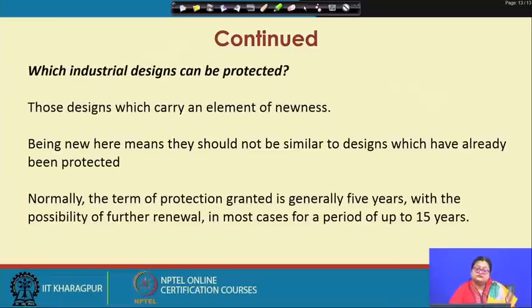Next, which industrial designs can be protected? Those designs which carry an element of newness. New here means they should not be similar to designs which have already been protected. Normally, the term of protection granted is generally 5 years with the possibility of further renewal, in most cases up to 15 years.